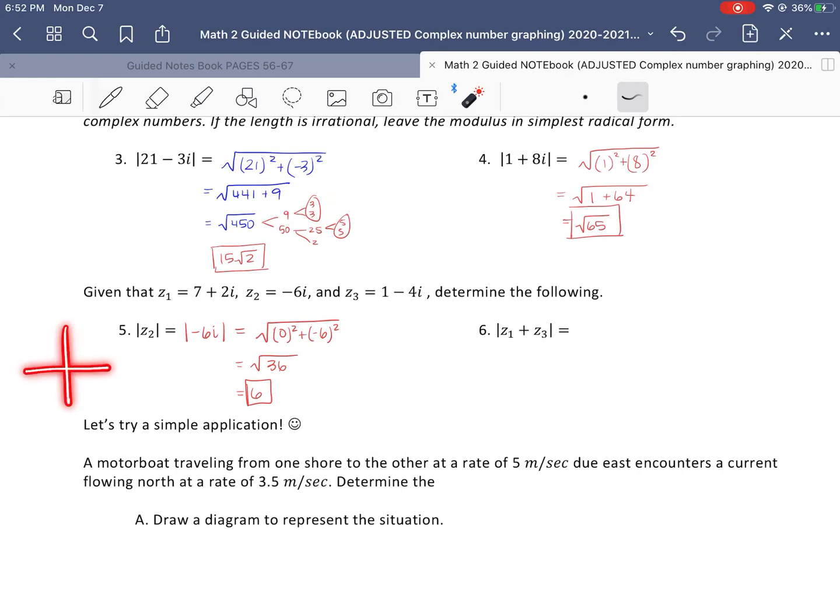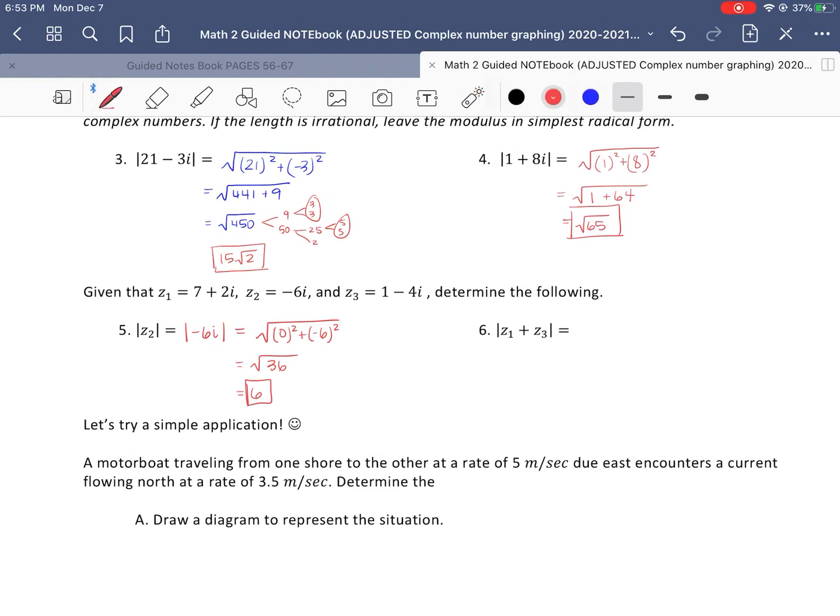Now that makes sense, because if you think about the graph that we practiced on, here's our real and here's our imaginary. If this is just at -6, it doesn't move left or right at all. That means it went down 6. So it's sitting right here. So that makes sense that it's 6 units away from that origin.